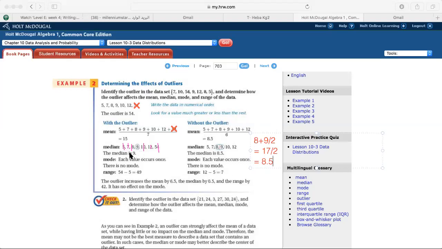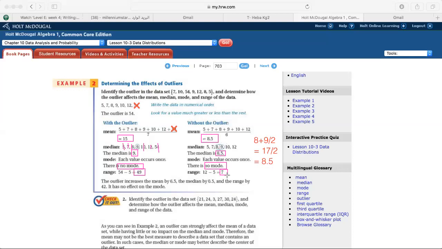So you see the values here. The median here is 9. Here it is 8.5. No mode here and no mode here. The mean here is 15. The mean here is 8.5. The range here is 49, and the range here is 7.